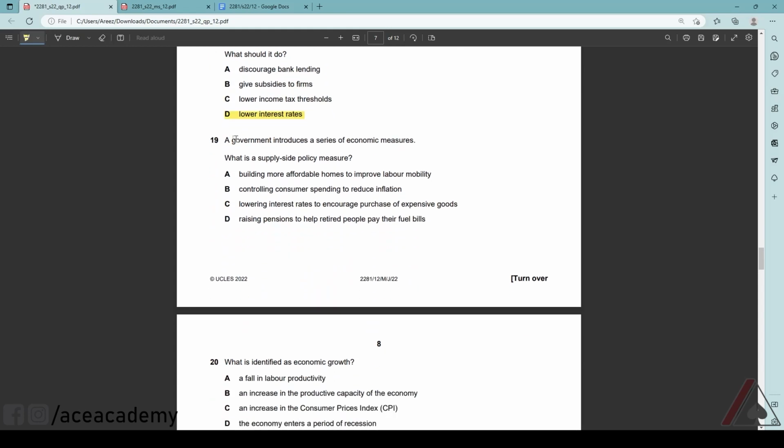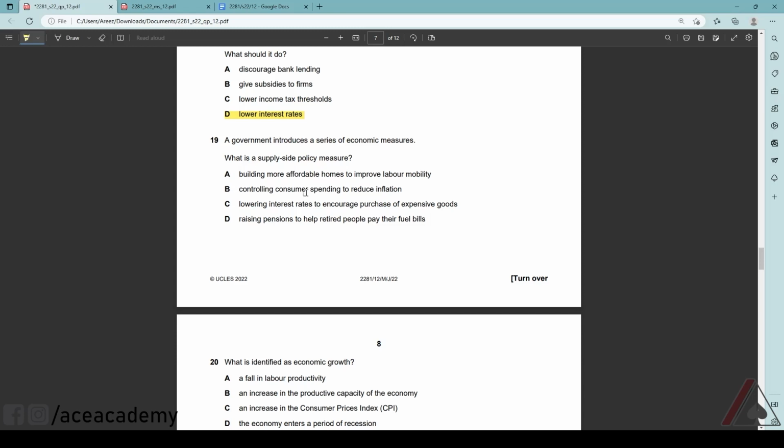Number 19. A government introduces a series of economic measures. What is a supply side policy measure? Okay, building more affordable homes to improve labor mobility. This is a supply side policy because it supplies the building, etc. It's not fiscal, or it's not monetary policy. So A might be your answer.